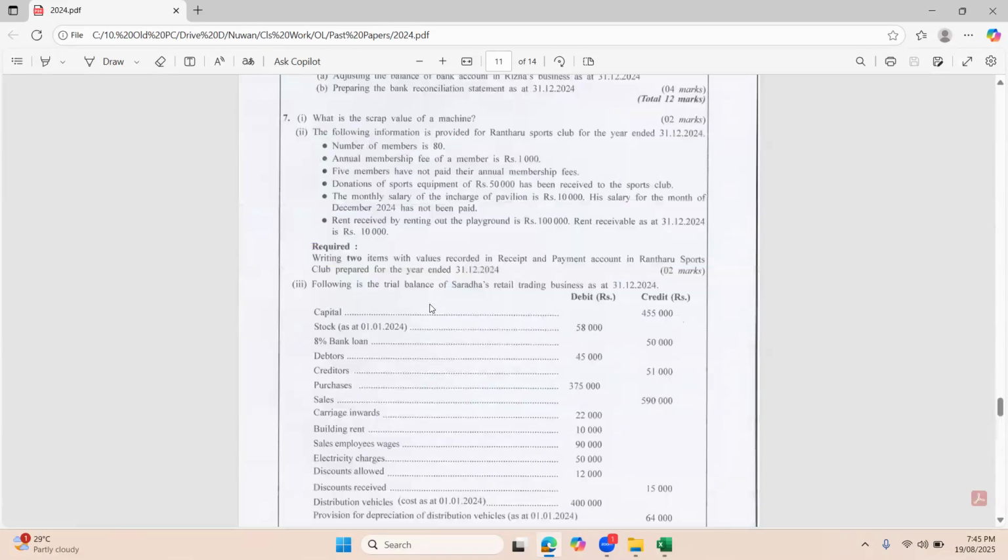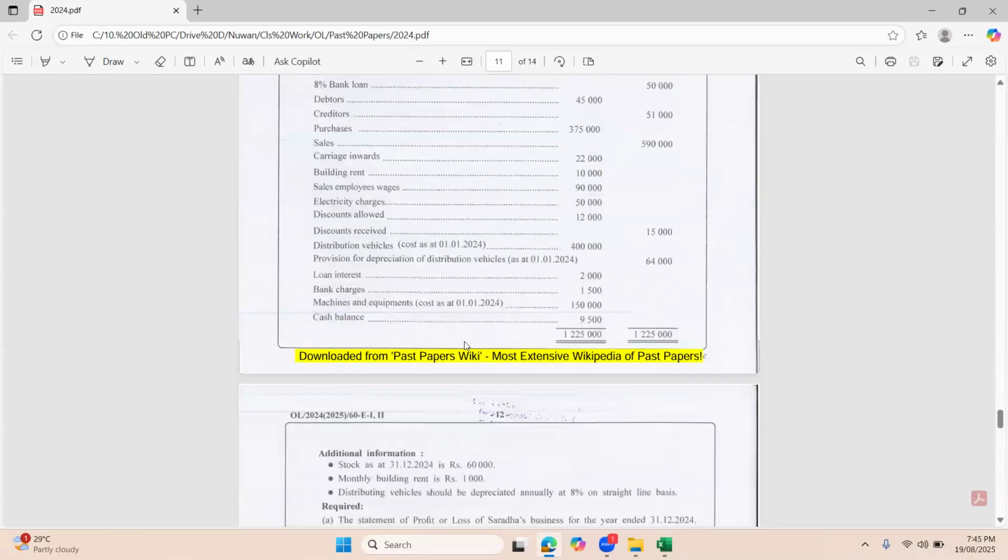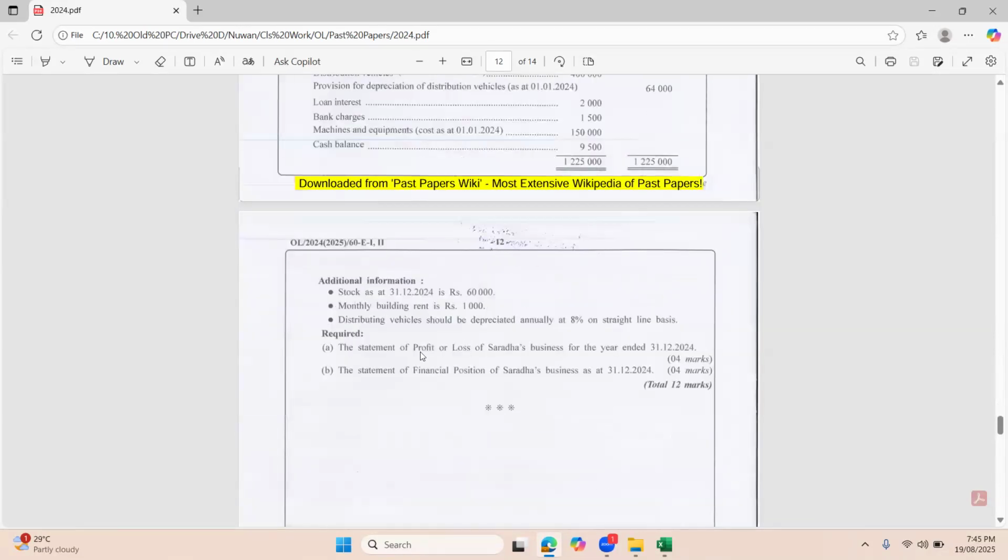See here the last question. Question number 7B, Roman numeral 2. They're asking for the statement of profit or loss. Profit or loss means income statement. Then they're asking for the statement of financial position. So this is one of the questions that is there.